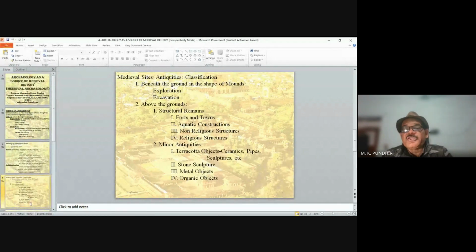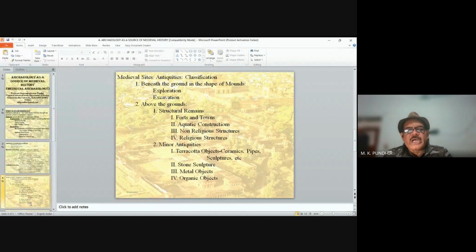Here we have to deal with structural remains. Here we have to deal with minor antiquities. In the historical archaeology of the ancient period, we have few monuments in comparison to the surviving monuments of the medieval period. Above the ground, the medieval sites are dominated by structural remains. What type of structural remains do we come across? Forts and towns. A large number of forts and towns still survive.